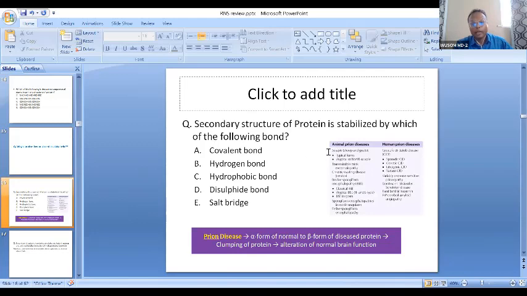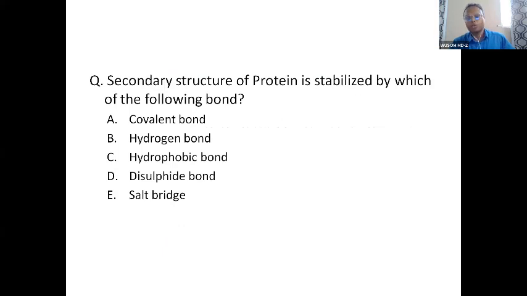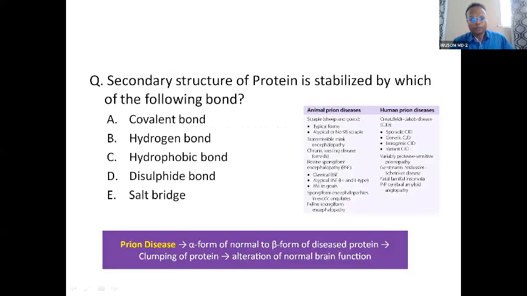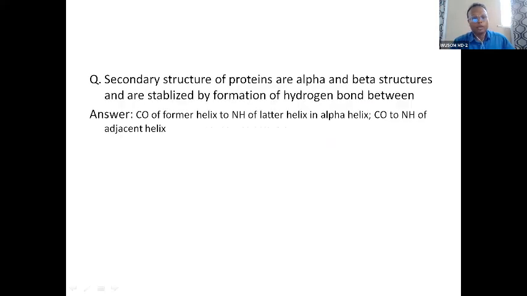In prion disease, misfolding happens because the hydrogen bonds are broken from the alpha helix and the protein conforms into beta sheet. Alpha helix generally changes into beta sheet. In all prion diseases, the main folding change is alpha helix into beta sheet. You can see here these are the prion diseases. This is a very important disorder. Secondary structures of protein are alpha helix and beta sheet, and are stabilized by this answer.